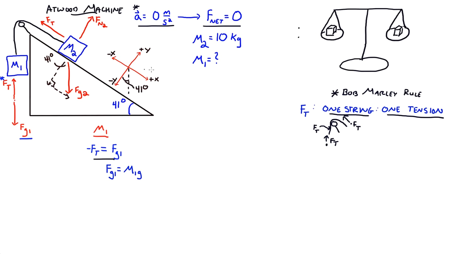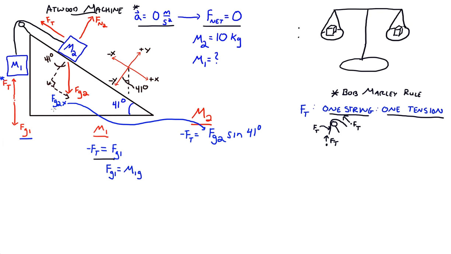As a reminder, our system remains at equilibrium, which means that the tension force in the negative x direction is equal in magnitude to the force in the positive x direction, and the only force acting on block 2 in the positive x direction is the x component of Fg2. Now we have a right triangle here with a hypotenuse equal to Fg2, and we are trying to find the side opposite the 41-degree angle. So the force of gravity in the x direction equals Fg2 sine 41 degrees.